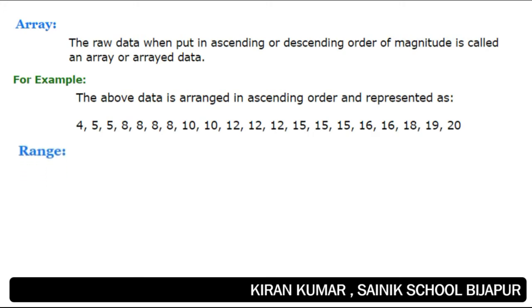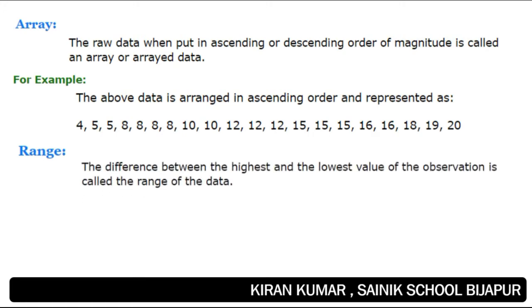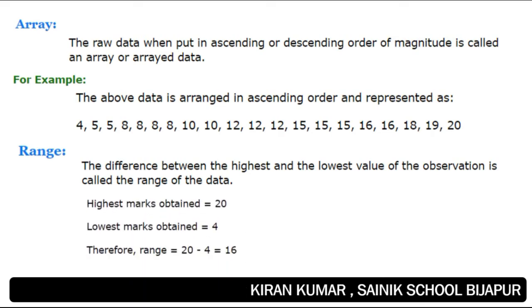Recall, we also had a concept related to range. The difference between the highest and lowest value of the observation is called a range. For example, if the highest marks obtained is 20, lowest marks obtained is 4, the range will be 20 minus 4, which is 16.